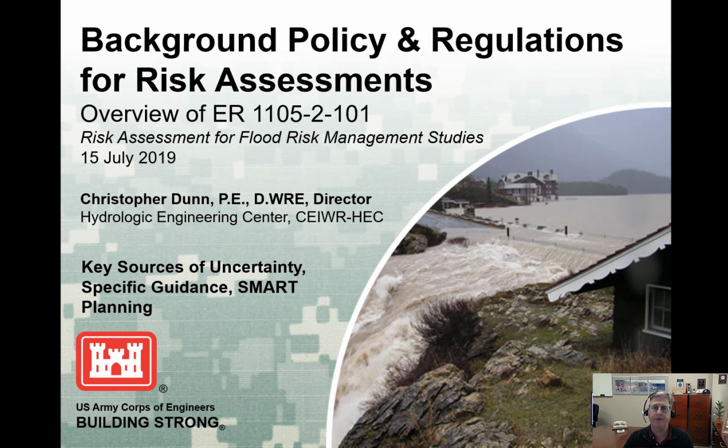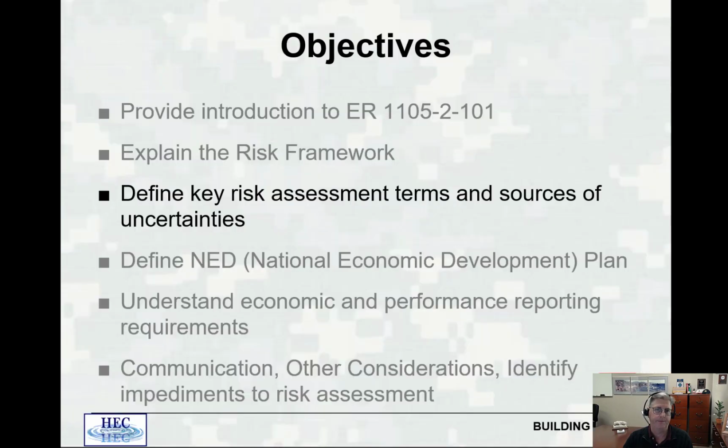This is the second part of the four-part series where we introduce Engineer Regulation 1105-2-101 and provide background on policy and regulations for risk assessments. Specifically, in this presentation, we're going to introduce you to key sources of uncertainty, some specific guidance, and how it applies to smart planning.